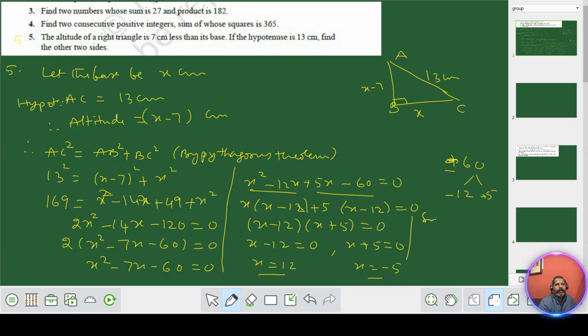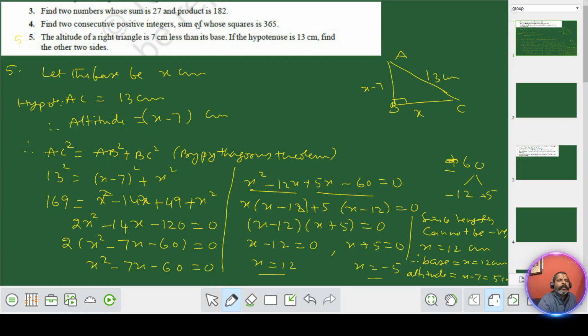So here we write, since length cannot be negative, x equal to 12 centimeter is the value. They have asked to find the other two sides, base and the altitude. Therefore, base is equal to x equal to 12 centimeter. Altitude is equal to x minus 7, they said, right? 12 minus 7 is 5 centimeter. Clear? So base is 12 centimeter and altitude is 5 centimeter. Clear?